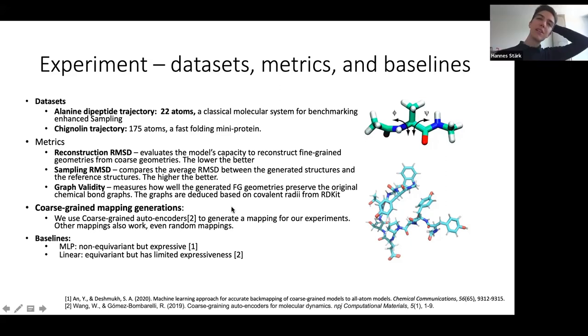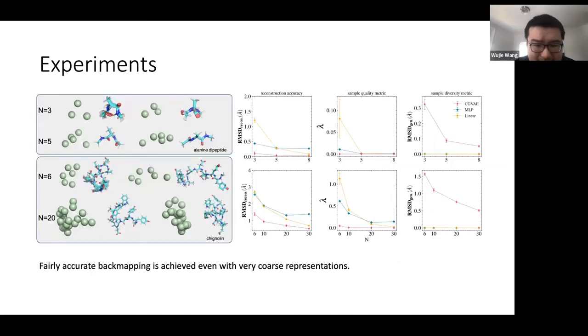Well, then let's get into the results. Yeah. I think I'm towards the end. I think just this is the results. I think you can focus on the results.